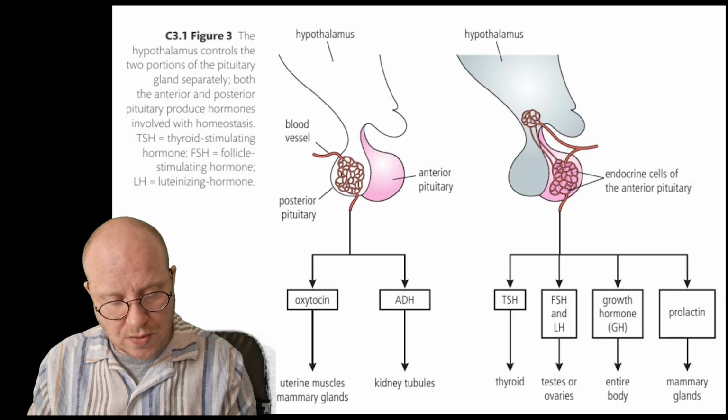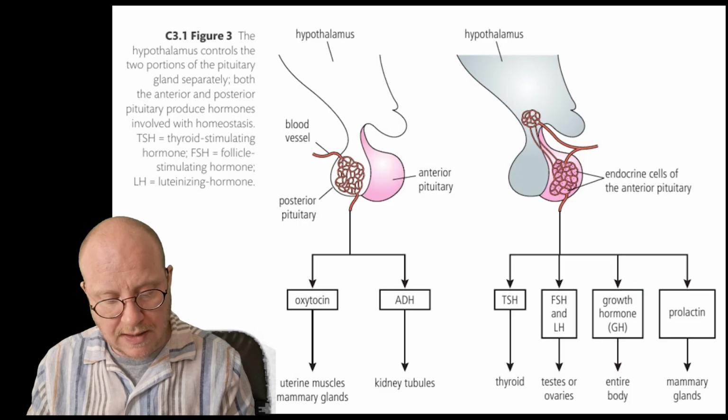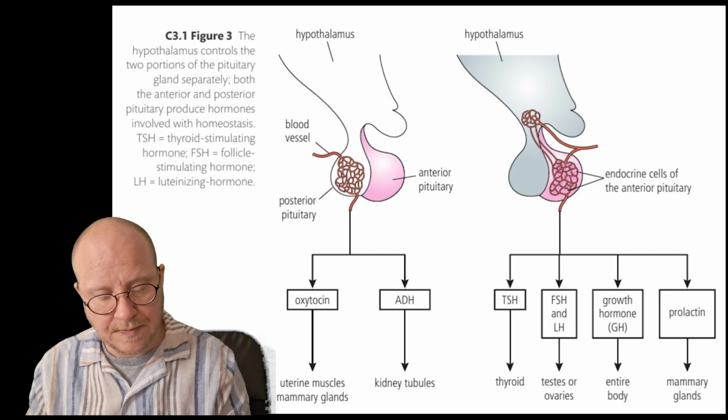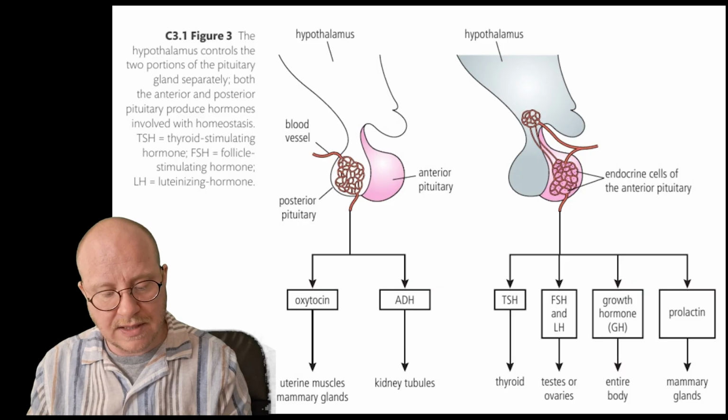The hypothalamus controls the two portions of the pituitary gland separately. Both the anterior and posterior pituitary produce hormones involved with homeostasis. TSH is the thyroid stimulating hormone, FSH is follicle stimulating hormone, and LH is luteinizing hormone.